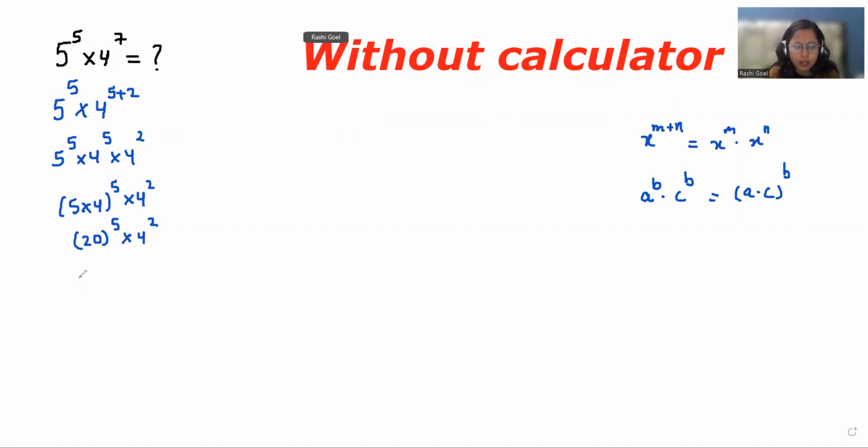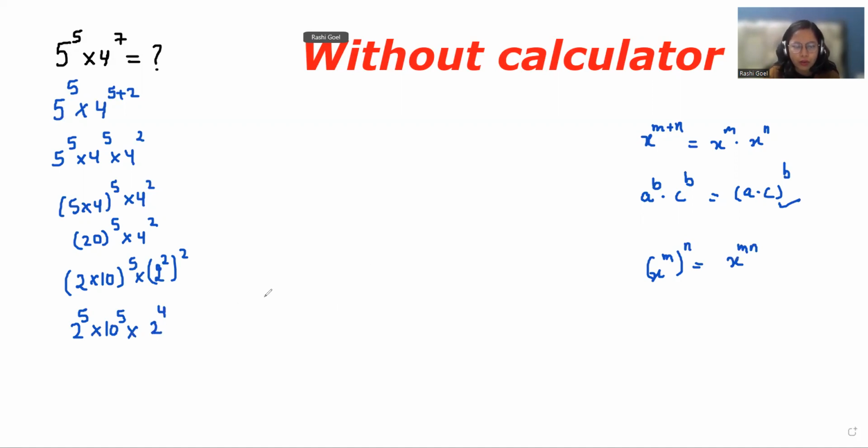20 we can break as 2 times 10, whole power 5, times 4, which we can write as 2 square, whole square. So again we are going to use this rule, so we can write it as 2 power 5 times 10 power 5 times, and according to the exponent rule, x power m whole power n, we can write it as x power m times n. So 2 power 4.